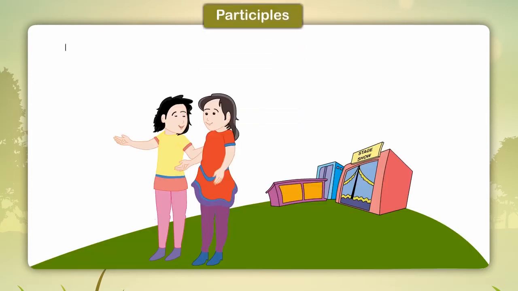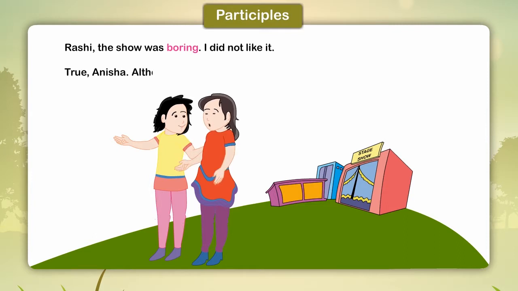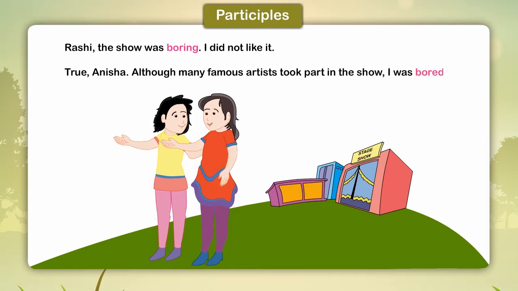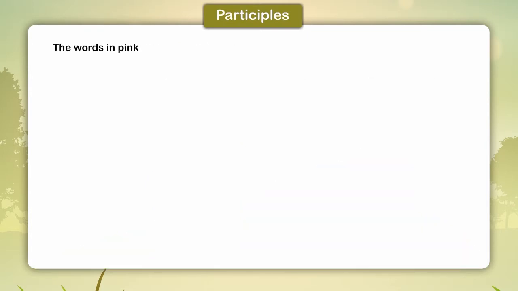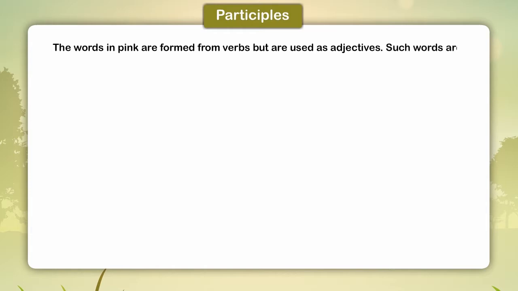Participles. Rashi, the show was boring. I did not like it. True, Anisha. Although many famous artists took part in the show, I was bored. The words in pink are formed from verbs but are used as adjectives. Such words are called participles.